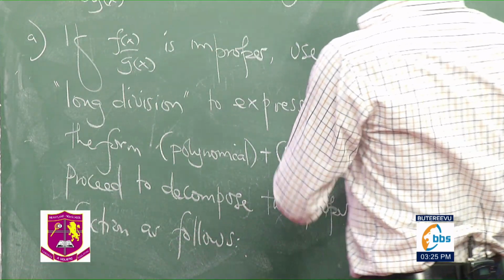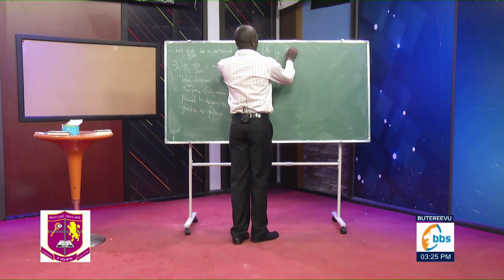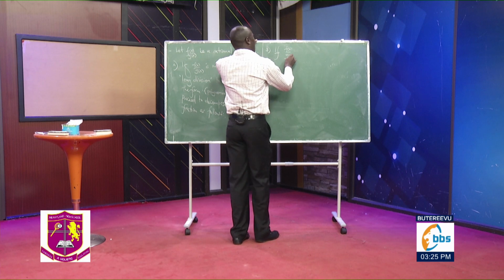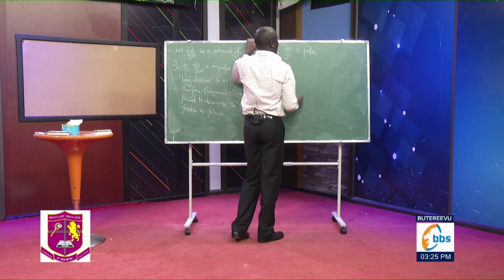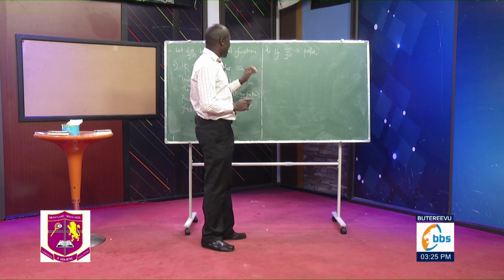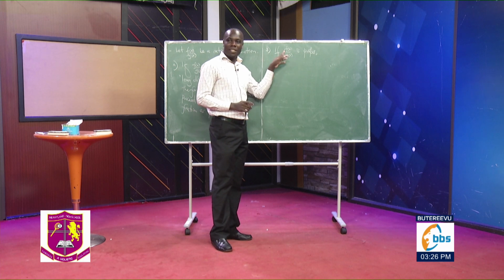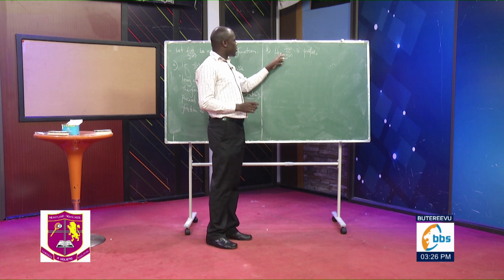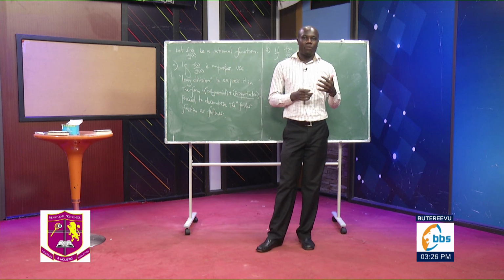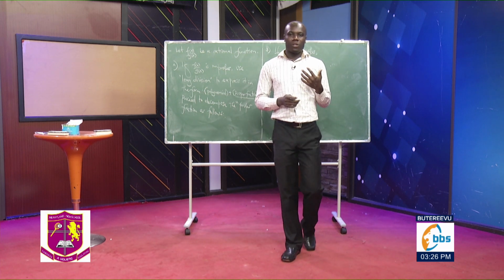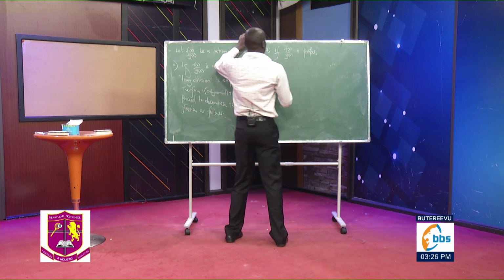So B, if f of x over g of x is proper, then we consider the type of denominator. We consider the type of the factors of the denominator. And it is those factors which are going to give us the general idea, the general view of how the decomposed form of the fraction is going to look like. And this is the algorithm.